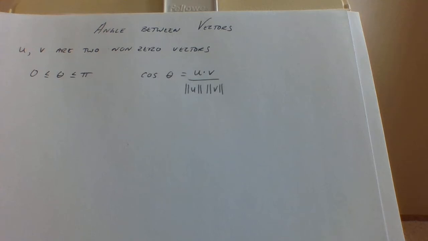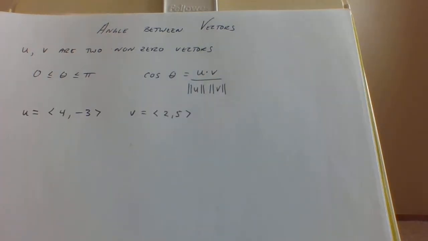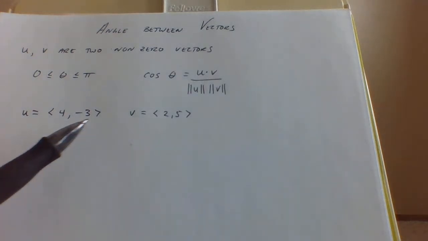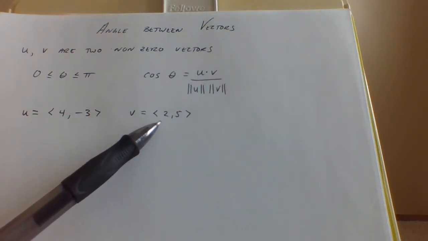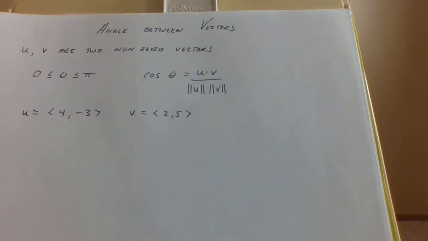Let's go ahead and take a look at two vectors. Vector u is going to be the vector 4, -3, and vector v is going to be the vector 2, 5. Let's go ahead and graph these two vectors before we get started.